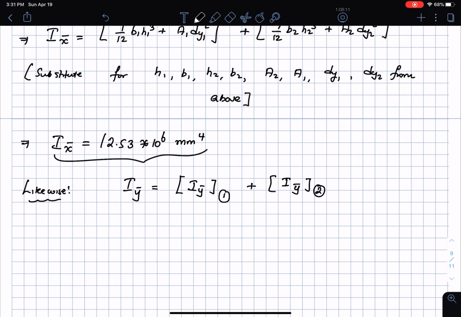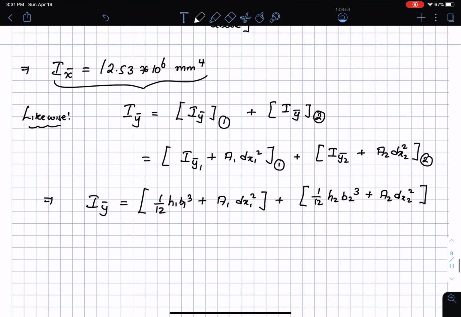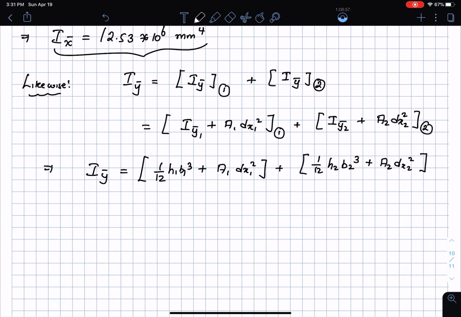Which is going to be the following. Iy1 bar plus A1 dx1 squared for the first shape, Iy2 bar plus A2 times dx2 squared for the second shape. And if I start filling in the details, Iy bar is going to be 1 by 12 h1 b1 cubed plus A1 dx1 squared, plus 1 by 12 h2 b2 cubed plus A2 dx2 squared. And you see that we can make use of the formula 1 by 12 h1 b1 cubed, because we know that this is a rectangle and we have already derived the moment of inertia for a rectangular shape earlier in the lecture.